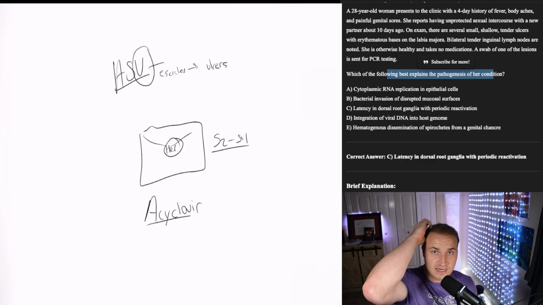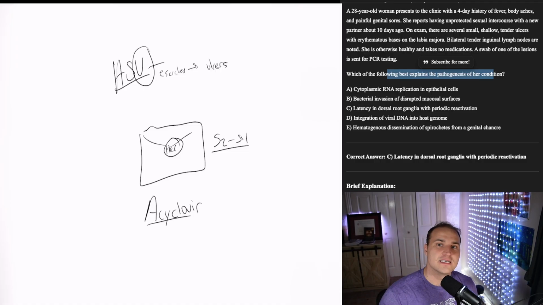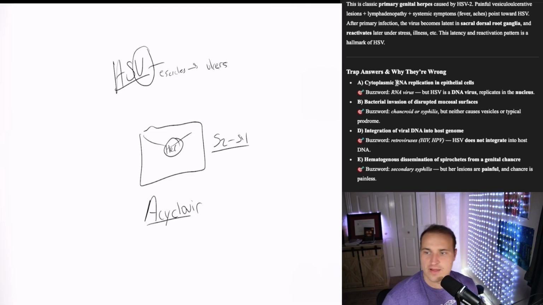Treatment is acyclovir, famciclovir, they're guanosine analogs. They inhibit viral DNA polymerase, and they're used for outbreaks or even daily suppression. Let's talk about why these answers are wrong. Cytoplasmic RNA replication. So that's RNA, but this is a DNA virus. That's why it's wrong. Bacterial invasion of disrupted mucosal surfaces.